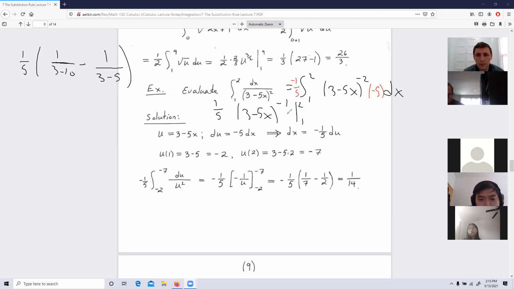I took the antiderivative. It was minus 2, so I integrated it. The antiderivative of something to the minus 2 is something to the minus 1 with a negative. I carried out anti-differentiation. Yes, so this is what you get.